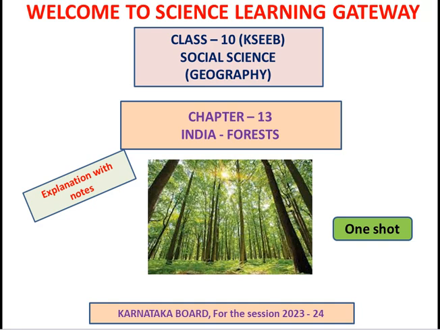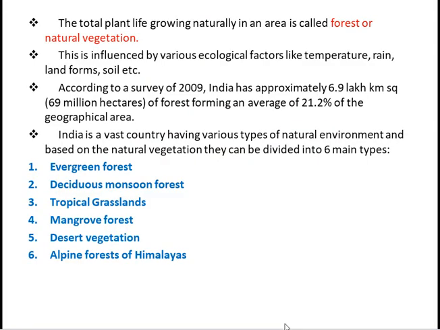Okay, so let's start with the chapter India Forest. As the name of the chapter is forest, so we are going to discuss the types of forest which are present in our country, India. Right? So what do we mean by the forest? Forest means the trees, the plants which we see around us. There are different varieties of forests and trees which we can see in the different regions of our country. So about that only we are going to discuss in this chapter.